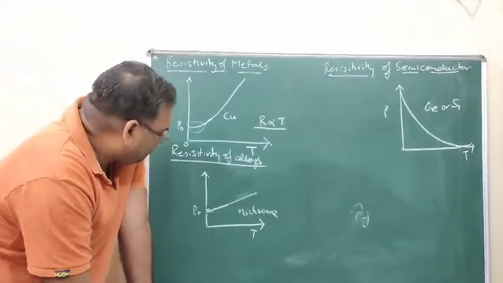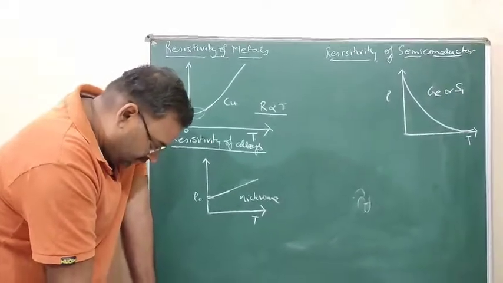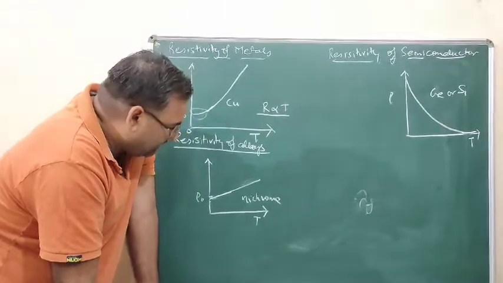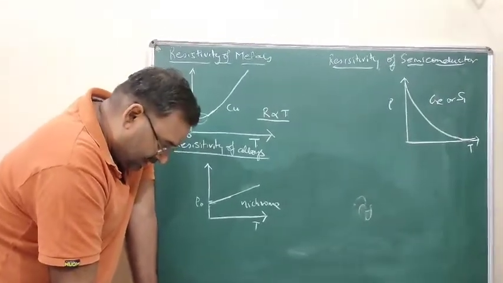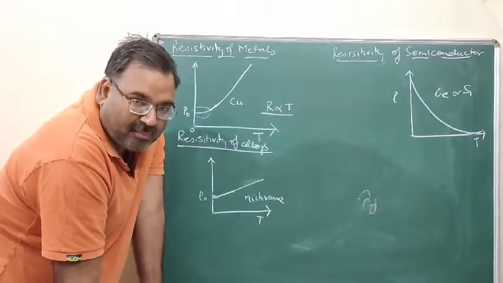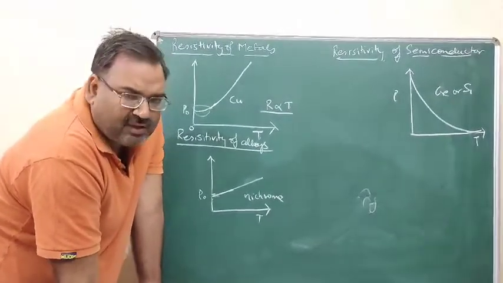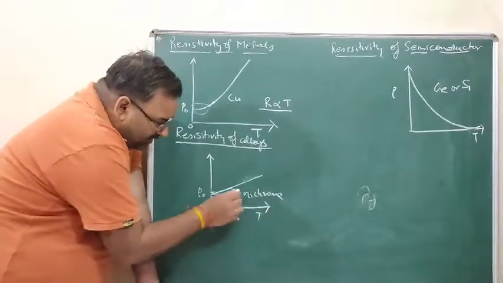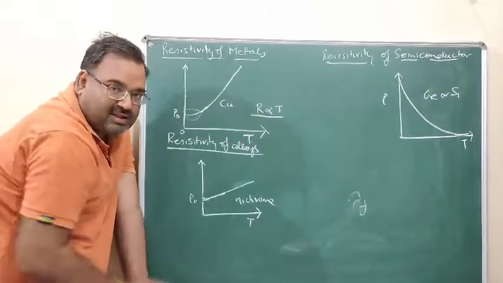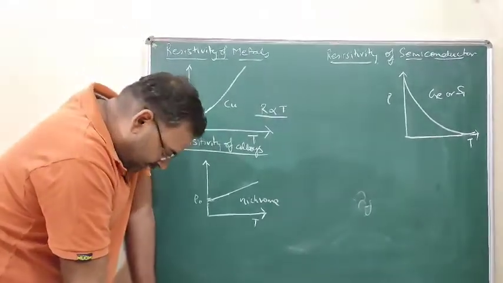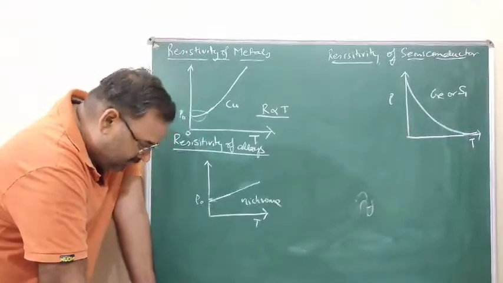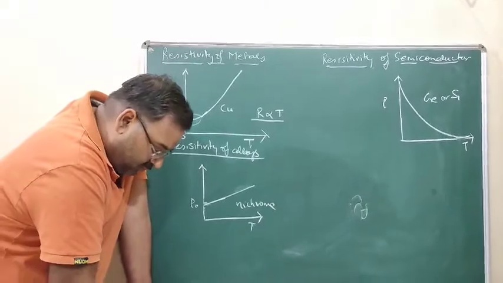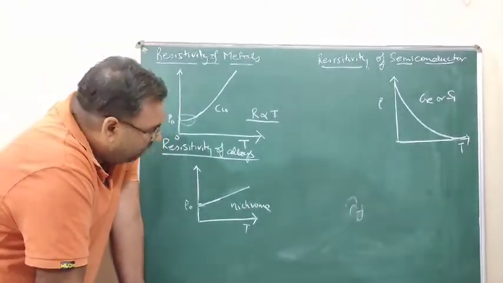Then the next graph is for resistivity of alloys. The resistivity of alloys also increases with the rise in temperature, but this increase is much smaller than in metals. The graph of alloys also behaves like metals, but look at the slope of this graph and this graph, the slope is very less. So the resistivity changes very little as compared to that of metals.